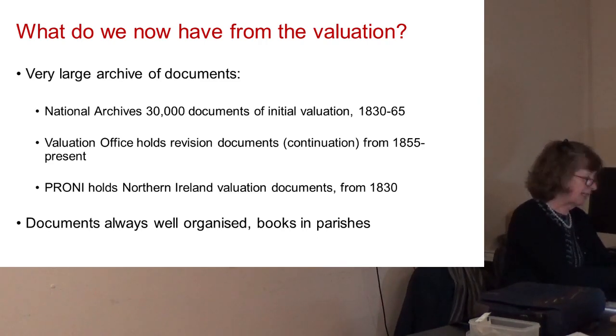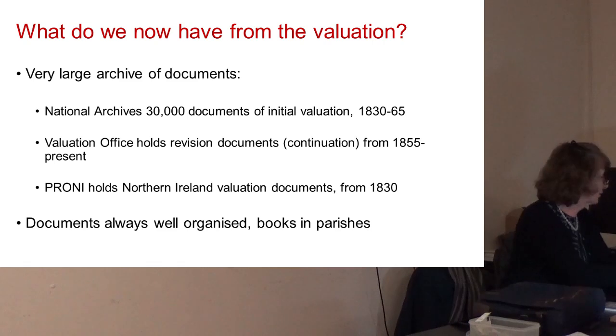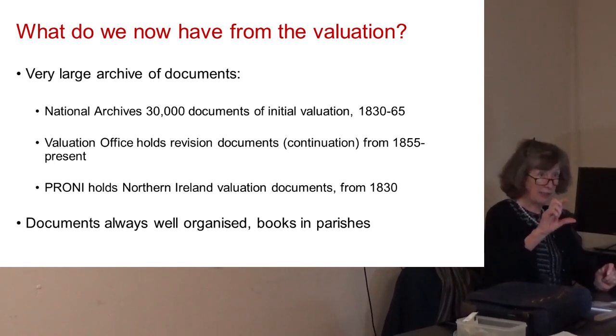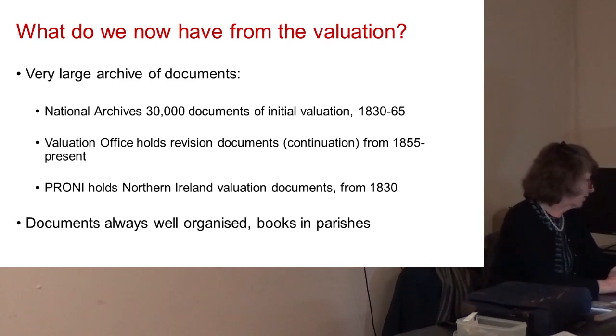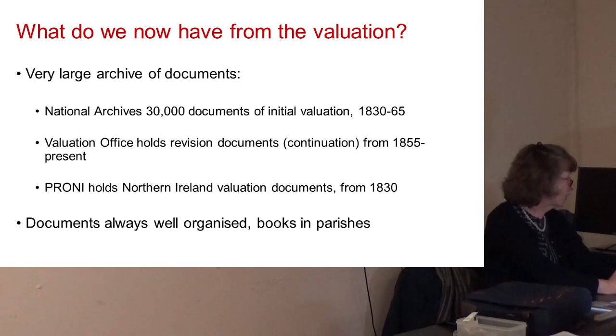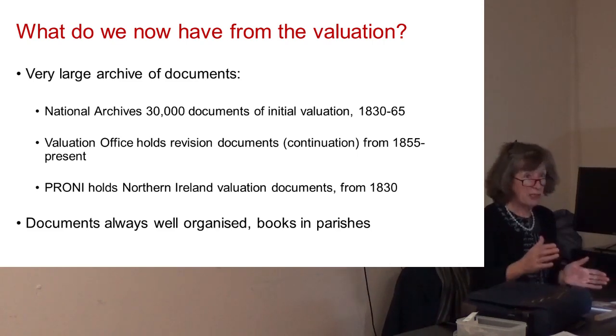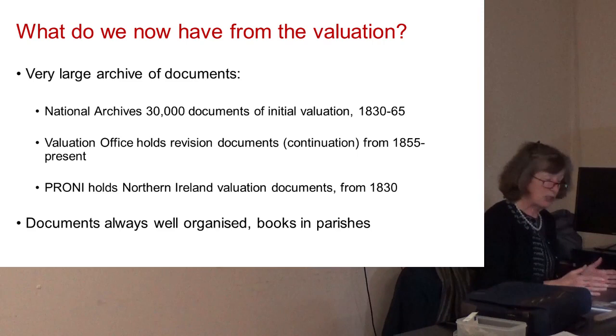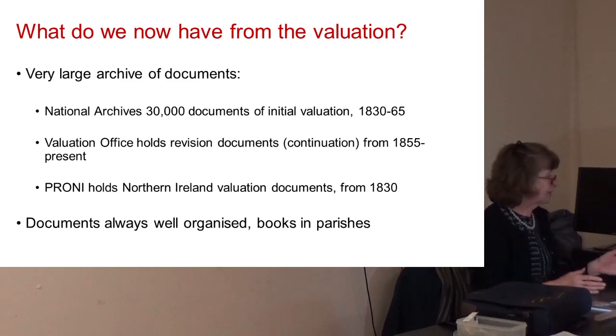The National Archives holds 30,000 documents. Now, when I say documents, I don't mean sheets of paper. Some of them are books that size. So it's a very large quantity of material. The Valuation Office holds the revision documents, which are the continuation from the moment the initial valuation was established. And they started in some places around 1855, and they go up to the present day.